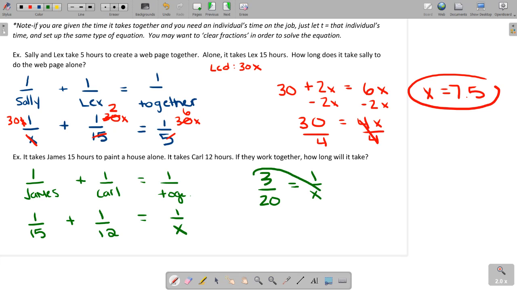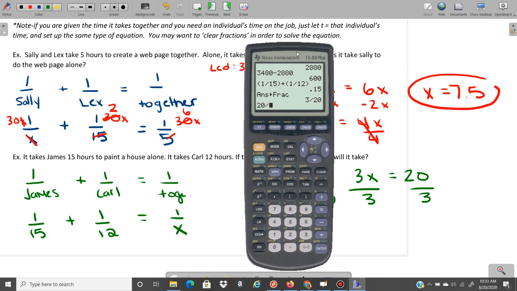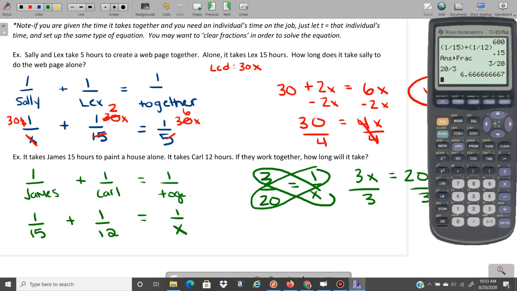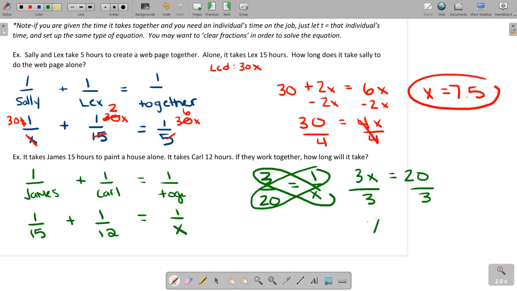So 3 times x gives us 3x, and 20 times 1 gives us 20. Then we're going to divide by 3. 20 divided by 3 gives us 6 repeating, so 6.6 repeating, or we could say 6 2/3. So it takes them 6 2/3 hours together, painting a house.